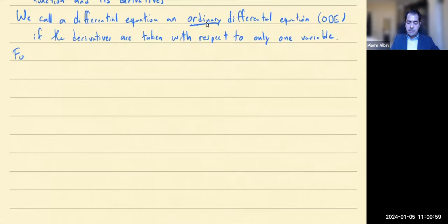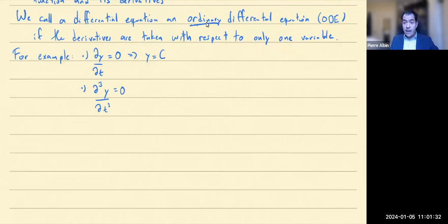So, for example, it's a really simple differential equation. We just know that the derivative of y with respect to t is zero. Well, then we know that y is a constant, right? Almost as simple, if what we know is that the third derivative of y with respect to t is equal to zero, then we know that y is a polynomial of degree at most two. So we can write y as some constant c0 plus some constant c1 times t plus some constant c2 times t squared, right?